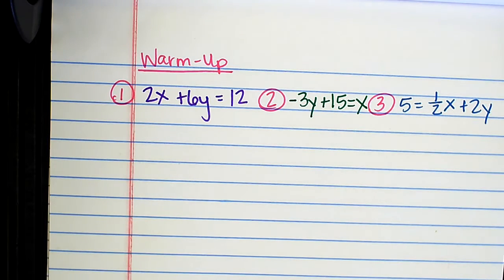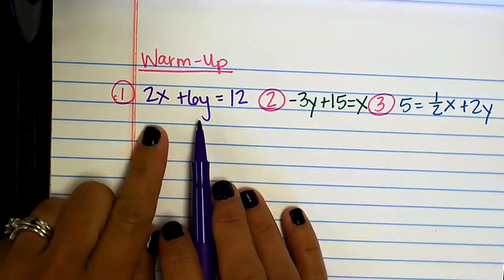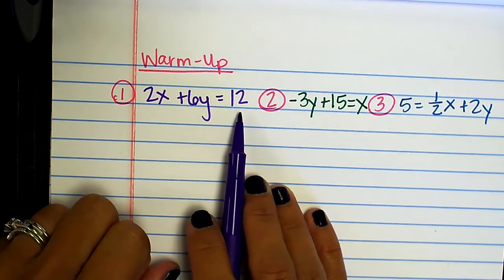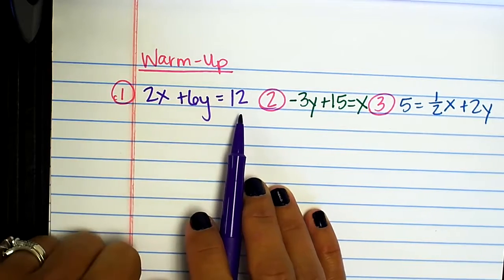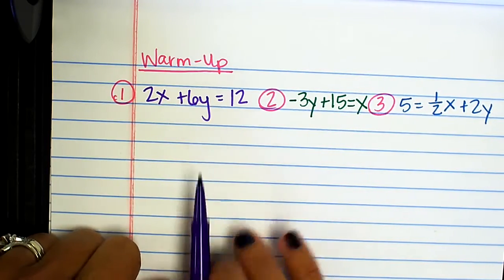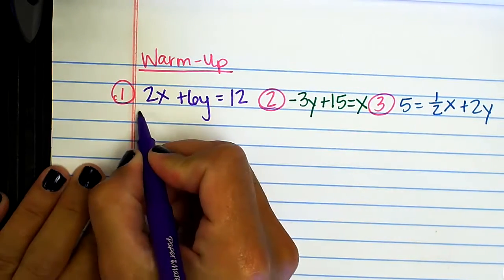Let's review the warm-up. The warm-up asked you to solve for y. So our goal is going to be to isolate y in each of the following equations. For our first equation, we have 2x plus 6y equals 12. My goal is going to be to get y by itself, so I'm going to move everything to the other side of the equal sign.